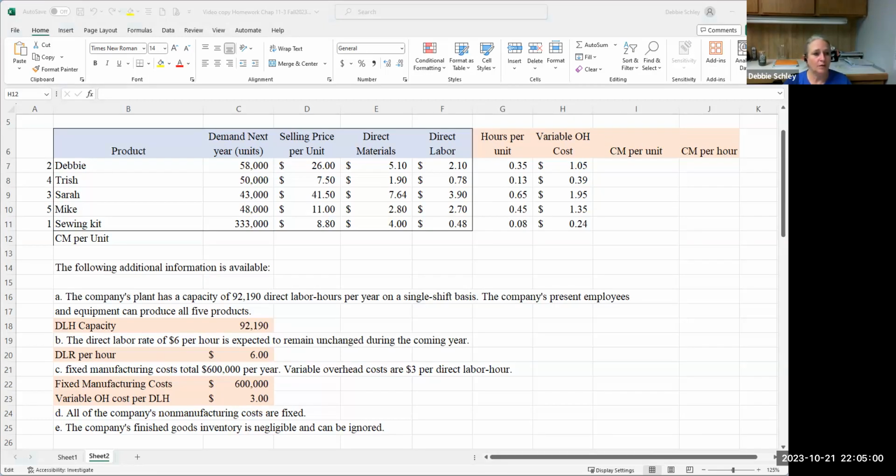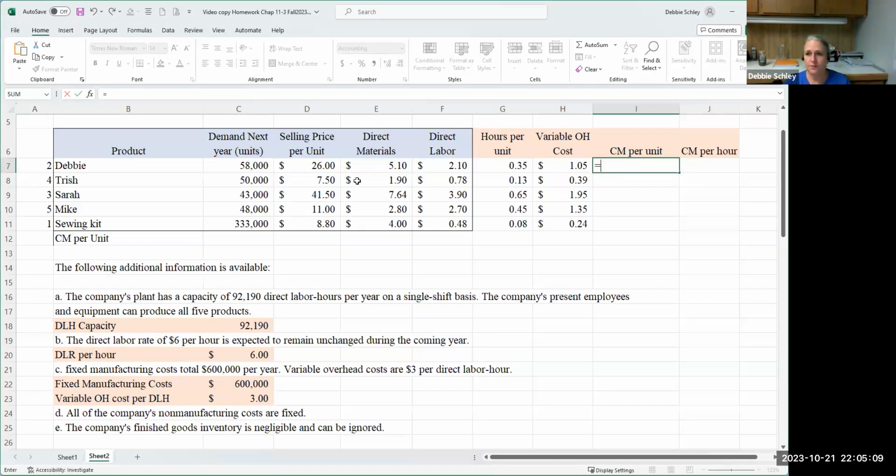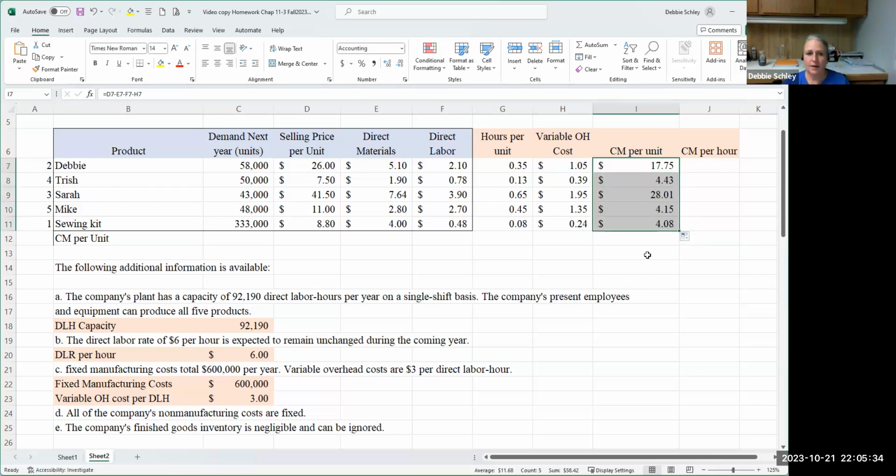So now I can figure out my contribution margin per unit. Remember, contribution margin is the selling price minus the variable expenses. So minus the direct materials, minus the direct labor, minus the variable overhead cost. And that will give me my contribution margin per unit. I don't need to anchor any cells. I can just drag that down, and that populates everything and tells me my contribution margin per unit for each one.